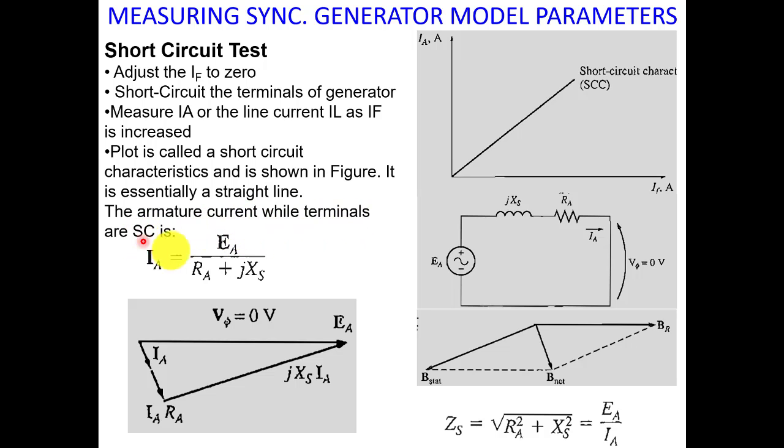The armature current while terminals are short circuited is IA equal to EA over RA plus jXS. So from this circuit we can see that this is equal to this, and similarly ZS will be equal to the square root of RA squared plus XS squared, which is equal to EA over IA. Now here V phase is 0, so we will not get any V phase, but we can have it with reference, so that IA RA will be just added here, and then we have this jXS IA, and this EA will be our resultant induced voltage in the armature.